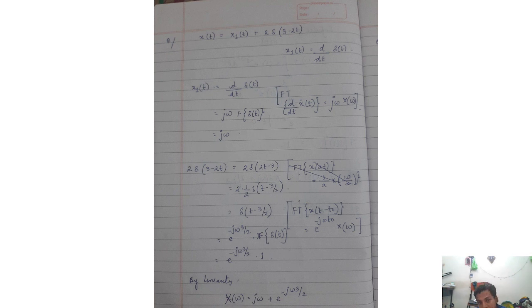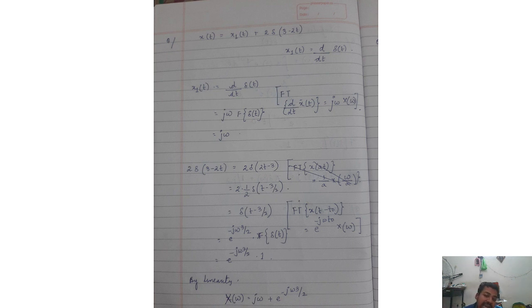Okay, and the problem statement can be defined in this manner. We have a function x of t, which is the summation of two functions, where one function is x1 of t and another function is 2 del of 3 minus 2t, and everyone knows that del is obviously an impulse function. And the problem says x1 of t, the signal that we have, is actually a derivative of the impulse function, that is d dt of del t.